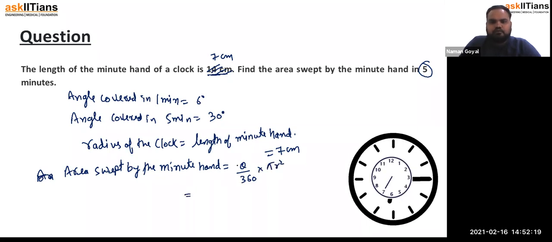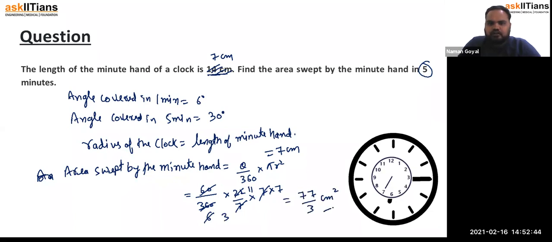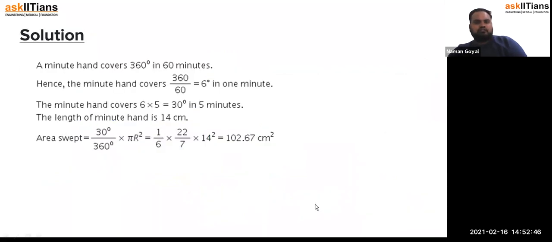So it will be what? Theta is 30, so 30 upon 360 into pi, which is 22 by 7, into r square, which is 7 into 7. Yes. So 6 times will cancel out, and 7 will cancel out with 7. Now 11 and 3 will be cancelled out. So how much did you get? 77 upon 3 centimeter square. Okay, you will get this answer.